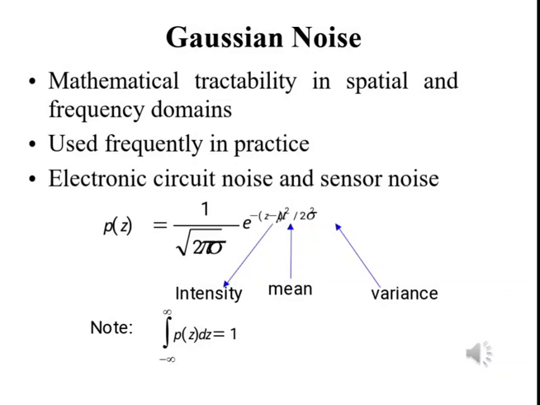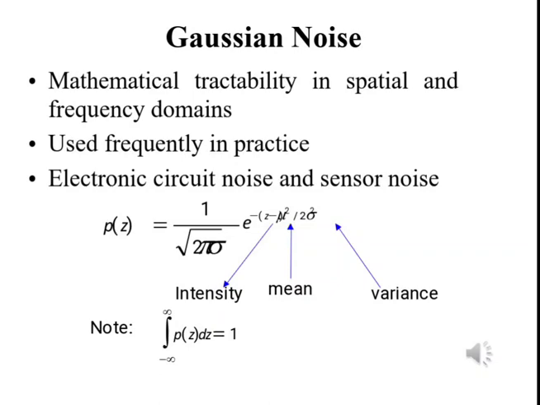Then let us discuss some important noise probability density functions. Based on the assumptions, the spatial noise descriptor with which we shall be concerned is the statistical behavior of the intensity values in the noise component of the model. This may be considered a random variable characterized by a probability density function, that is PDF.